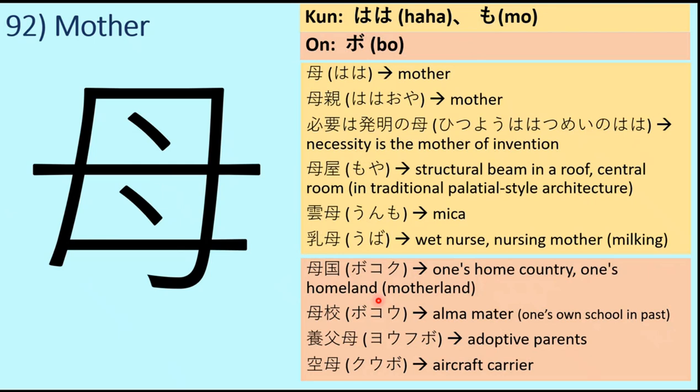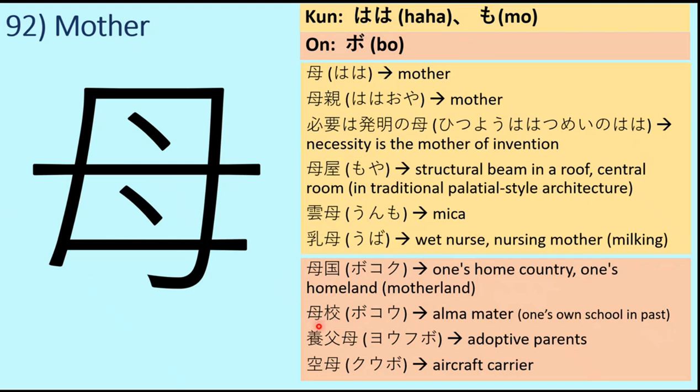Bokoku. Then we have bogo. Bogo means alma mater. That is one's own school or college that one attended in the past. So that is called alma mater. Sorry, this was bokoku, and this is bogo, which means one's own past, previously attended school or college. So that's why the mother kanji is used to represent that, because it belonged to him.